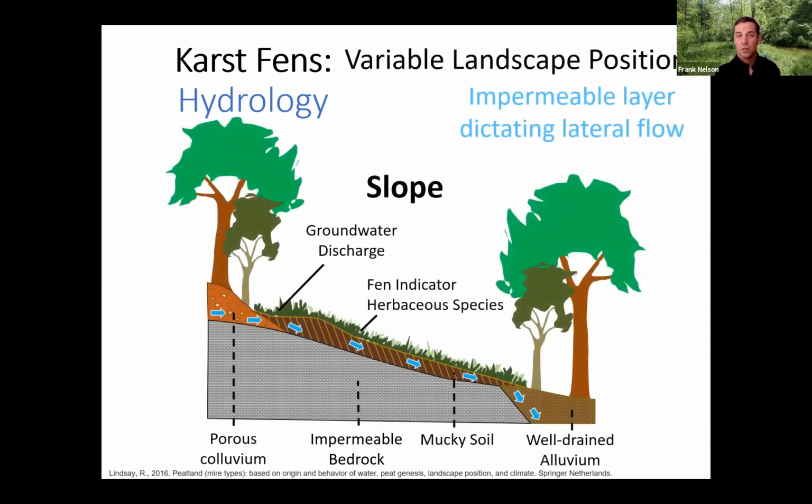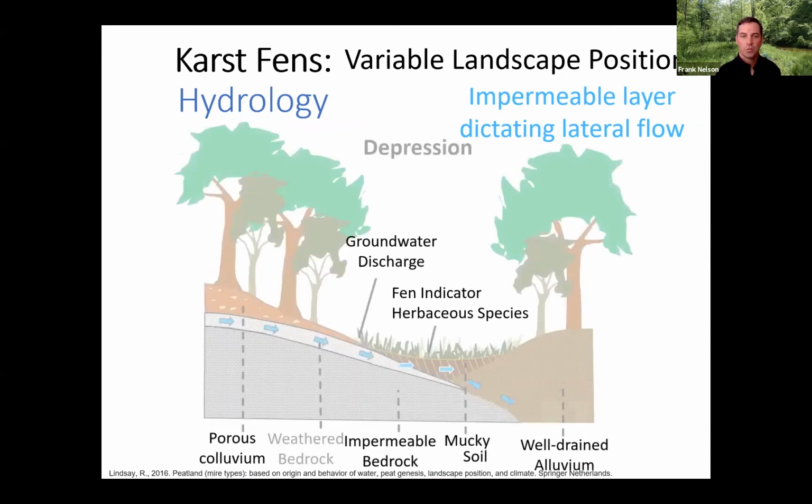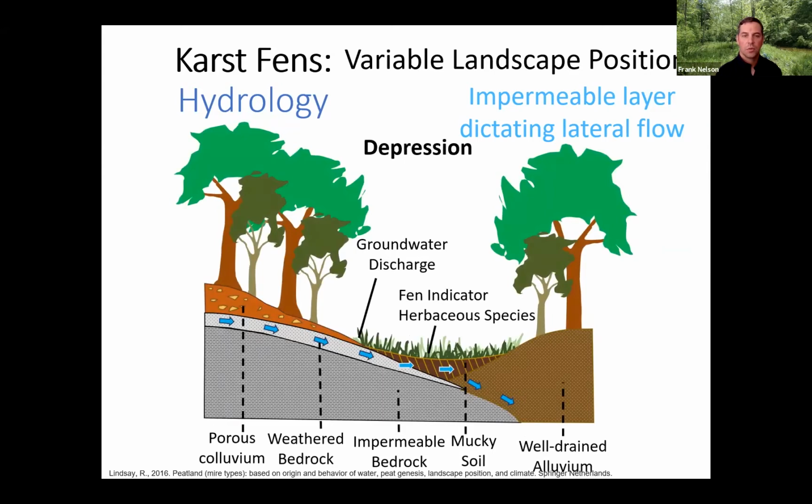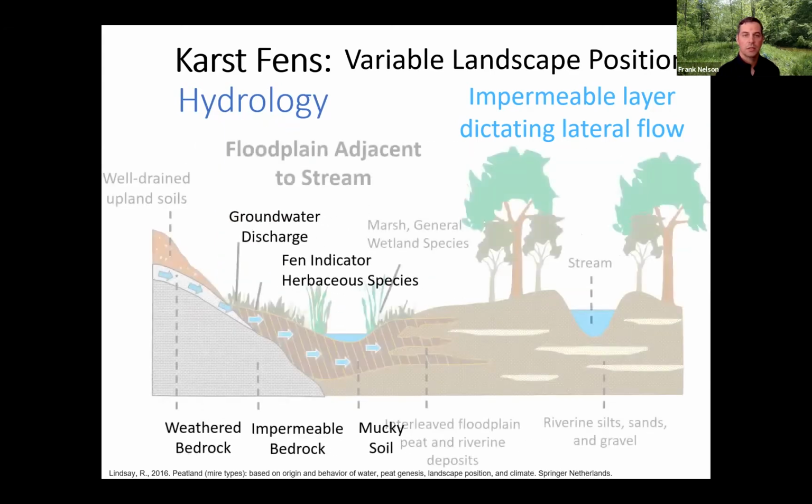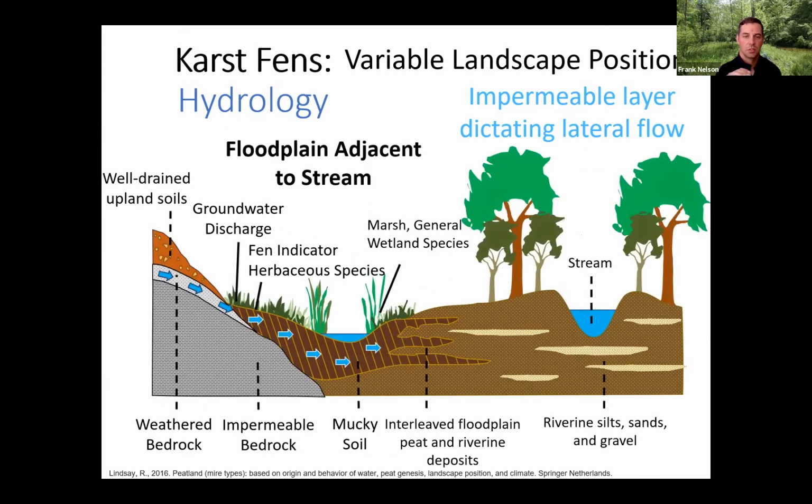And so they can occur on a variety of different landscape positions. With wetlands, we like to think about geomorphic position. It kind of drives things, but with fens, karst fens in particular, they can occur on slopes, they can occur in depressions, or they can also occur in floodplains adjacent to streams. And it's all kind of driven by that groundwater discharge and an impermeable layer.